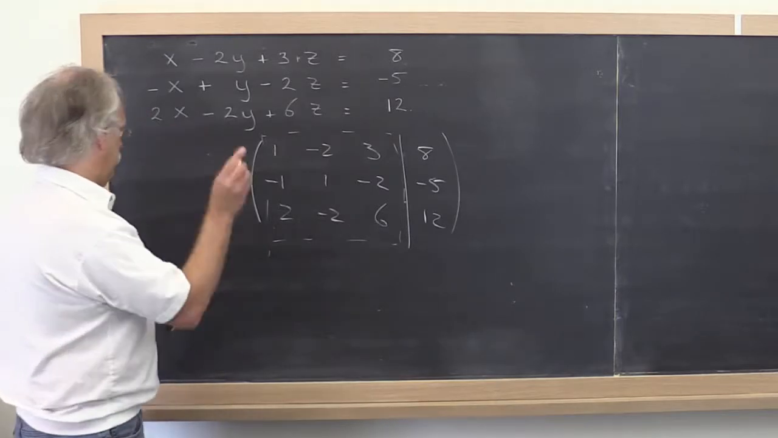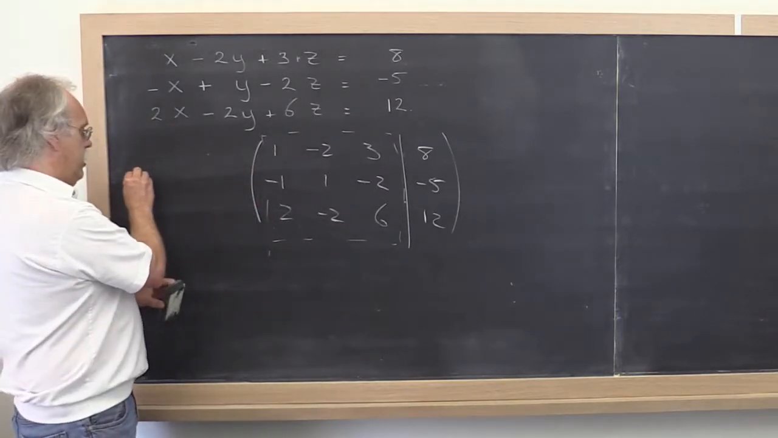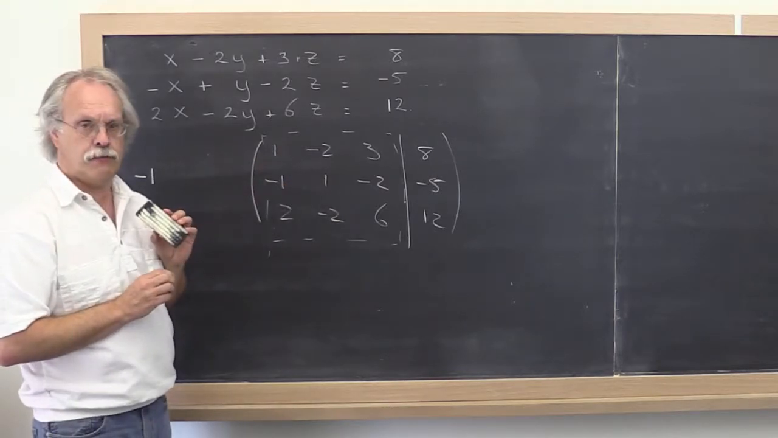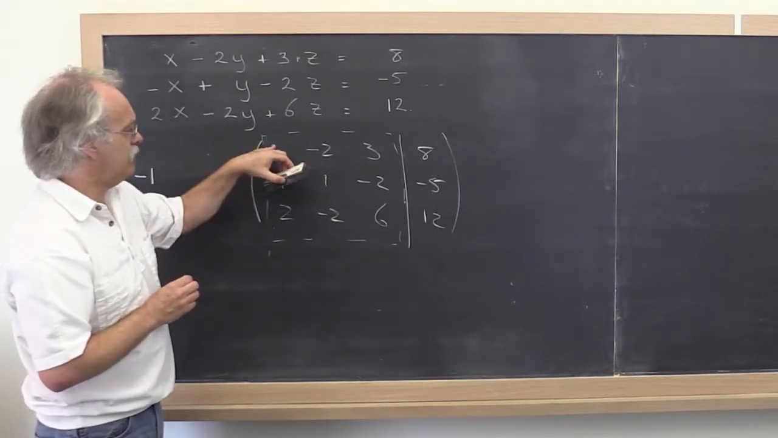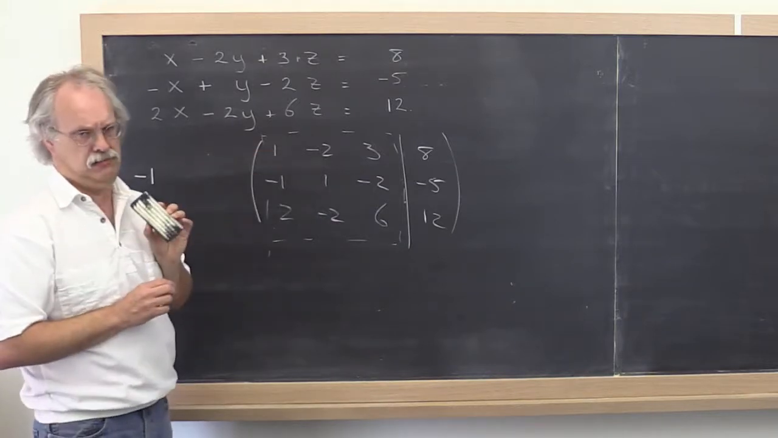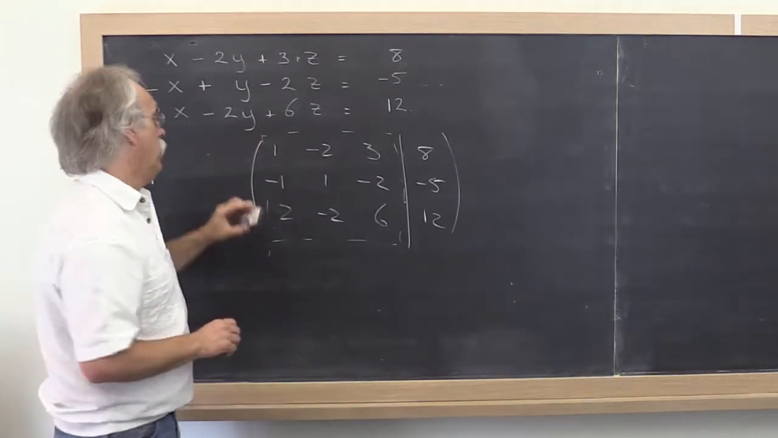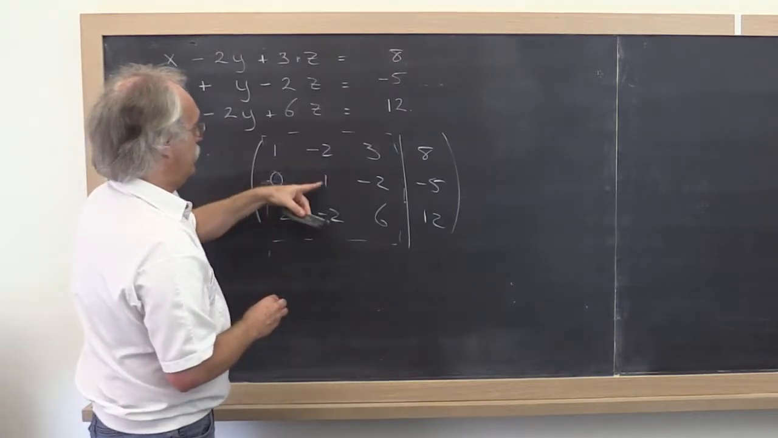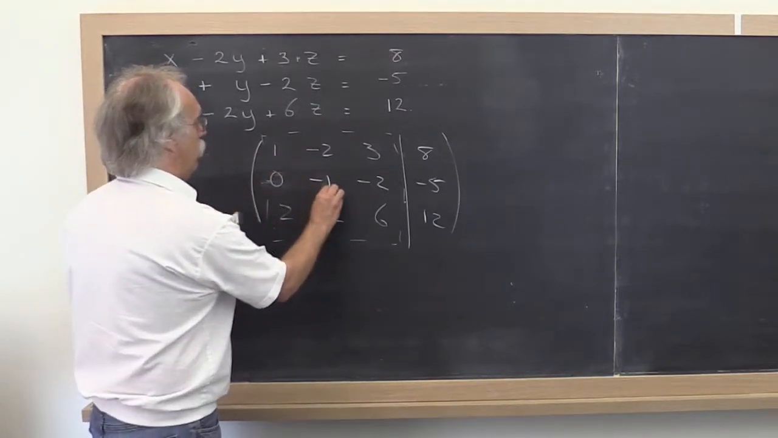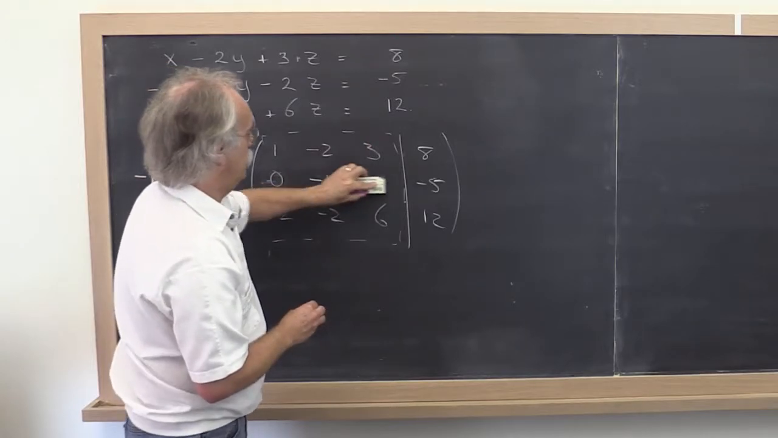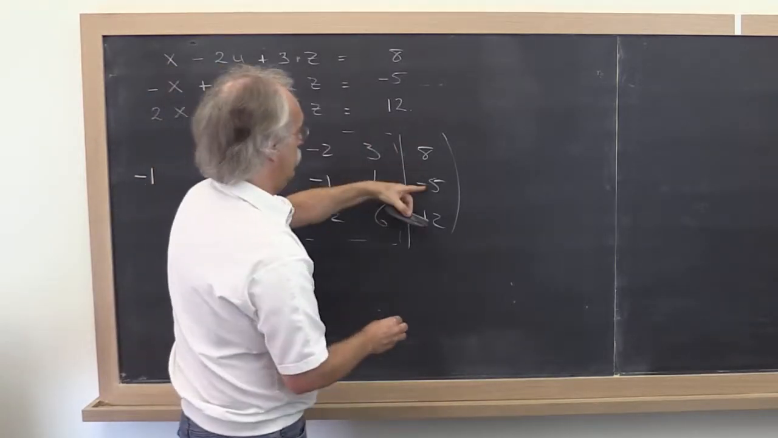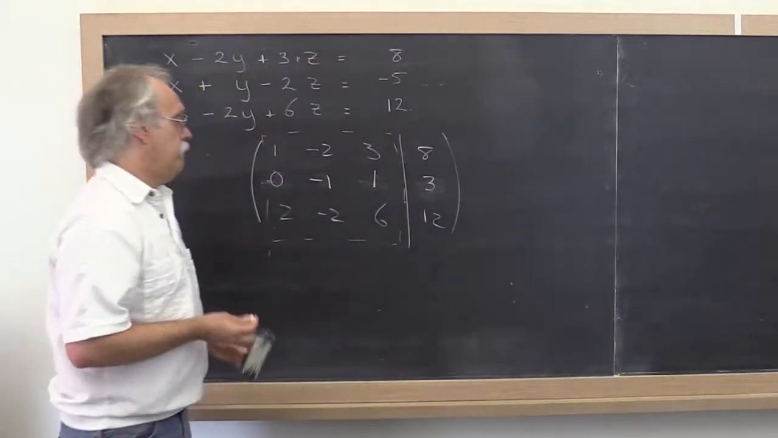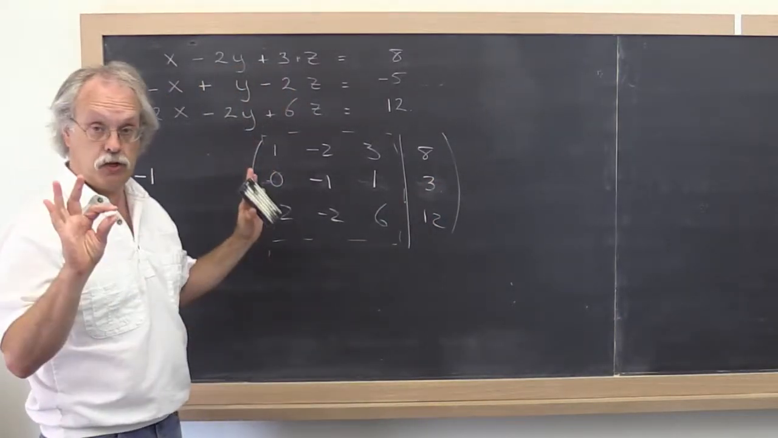Okay, so let's write that down somewhere. We'll write it down here. Minus 1 times the first row is being subtracted off of the second row, and of course that just means that we take the first row and we add it to the second row, right? Okay, so that becomes a 0, that is added to that and becomes a minus 1, that is added to that and becomes a 1, that is added to that and becomes a 3. Okay, so far so good.